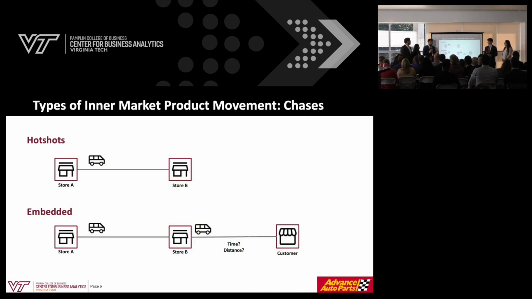There are two different types of chases. The first is the Hotshot Chase, and this is simply when the store sends out an employee in a company vehicle to retrieve a part to either restock in their inventory or to sell to a potential customer. The other is the embedded chase, which is just like a hotshot chase, with the additional step of going directly to the customer after picking up the part from the second store. The time and distance between all these different points was very important for the analysis portion of our project.